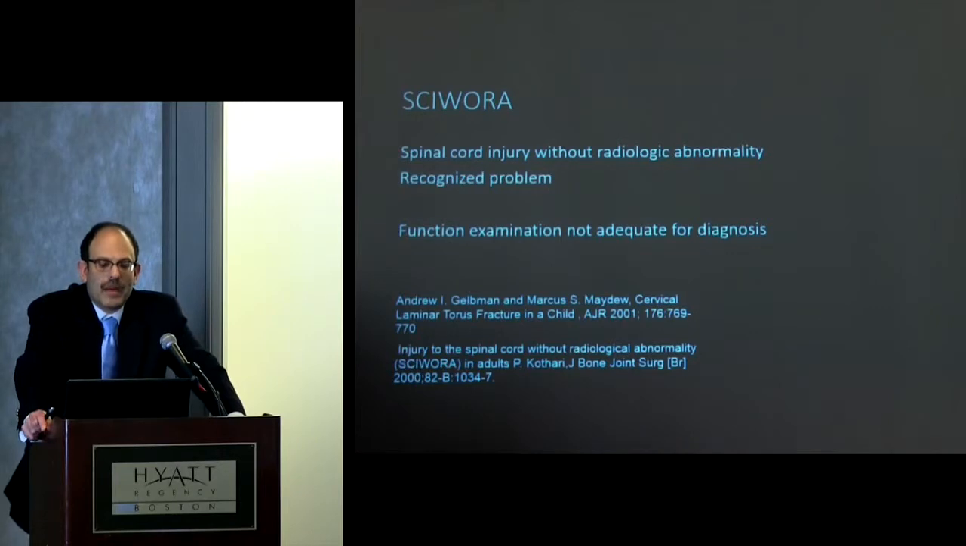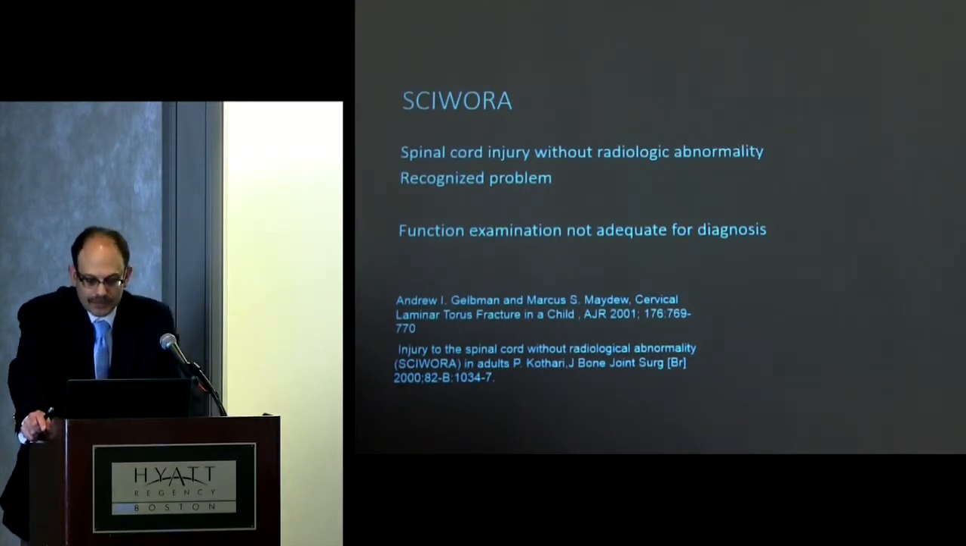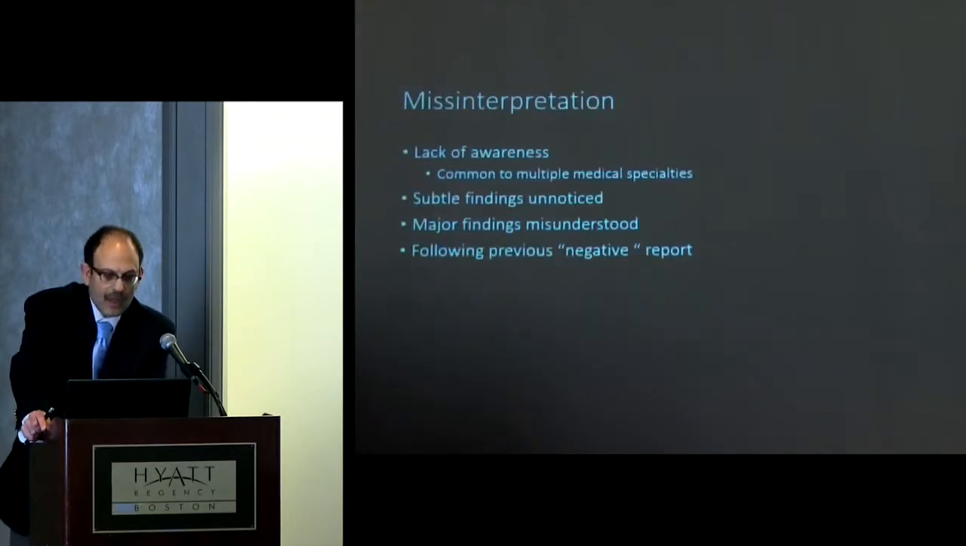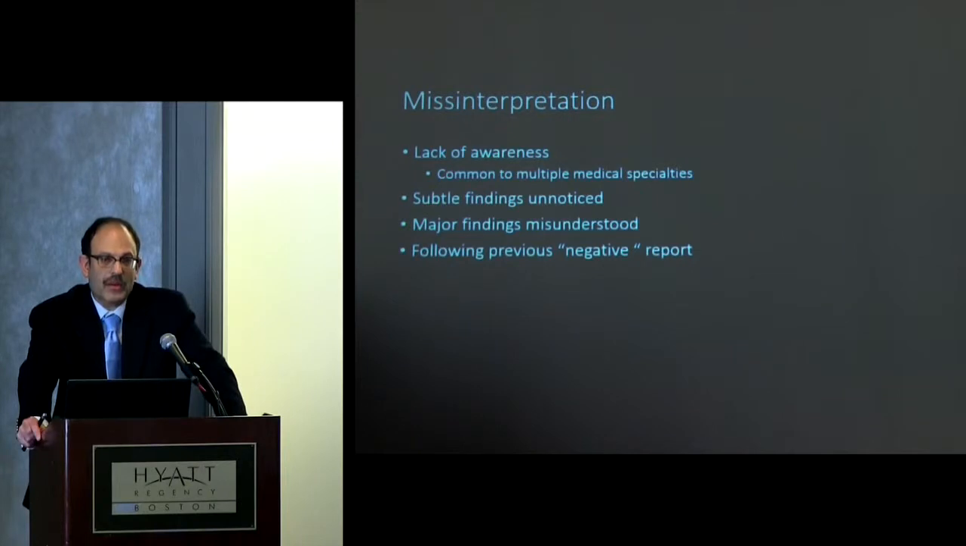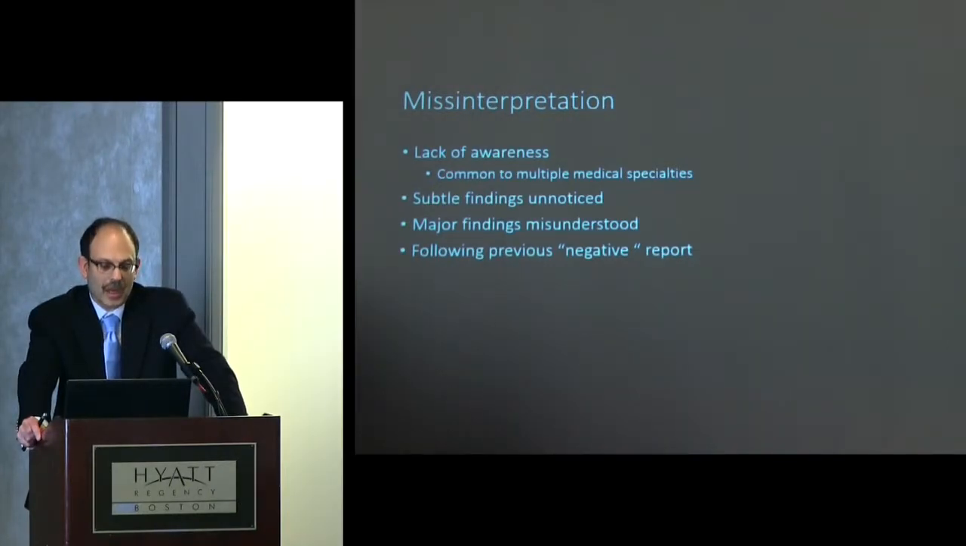Typically, CT evaluates bones and some of the soft tissue well. MRI will look at cerebrospinal fluid spaces, bones, and neural tissue. We don't evaluate ligaments well. We don't evaluate muscle well. The misinterpretation is by and large due to lack of awareness, both on the part of the radiologists and of multiple medical specialties.